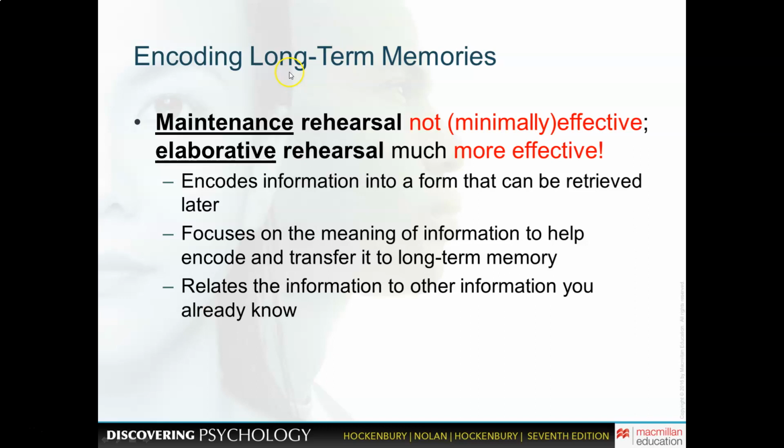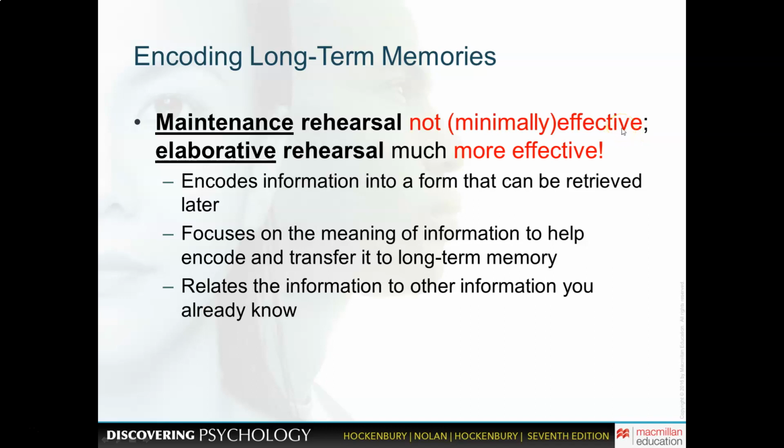I just want to bring your attention to the fact that maintenance rehearsal, remember, means basically just repeating something over and over. Well, that has been found to be minimally effective. Right there, it's minimally effective. I put that in parentheses because originally I put not effective, but really it's just minimally effective.